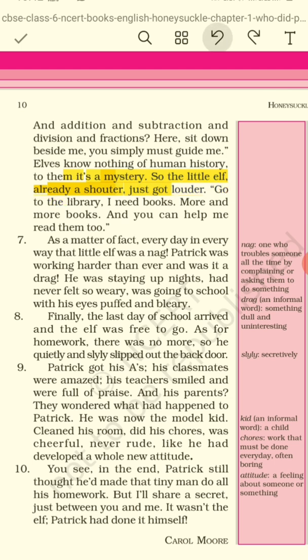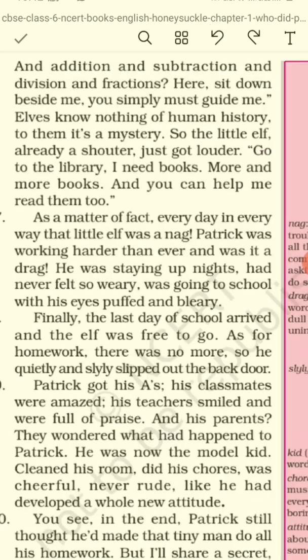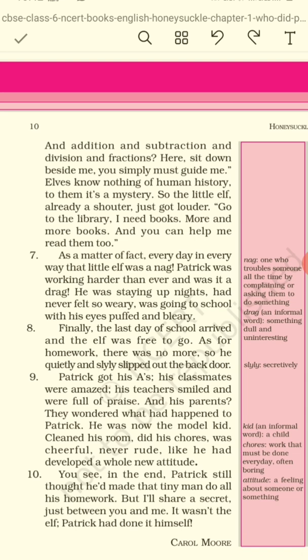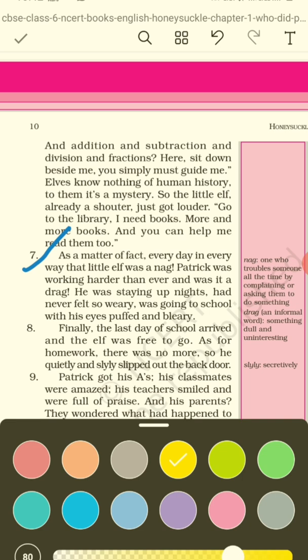Now I'll read para 7 for you all. Stay tuned. Here we go. Para 7. As a matter of fact, every day, in every way, that little elf was a nag. Okay. So in every way, the little elf proved to be a nag. Now what is the meaning of the word nag? It's written here for you. I'll highlight it.